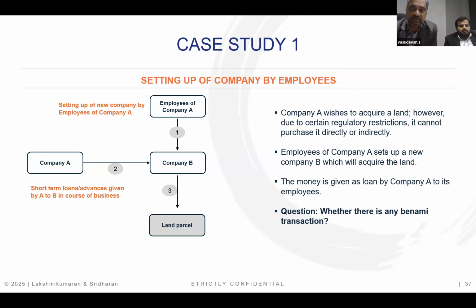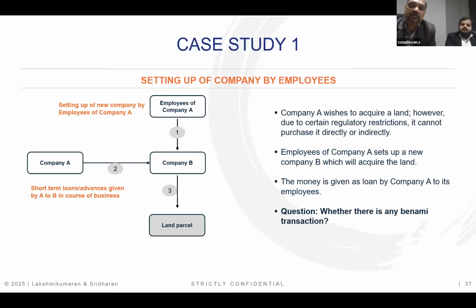Now, what we intend to do is, having seen the history and the essence of what constitutes a Benami transaction, we have taken certain case studies. The primary purpose of these case studies, all of which are live examples, either based on decided cases or on certain ongoing cases where the department has alleged a Benami transaction, is to highlight that it is not only the classical transaction of Benami which is sought to be targeted here.